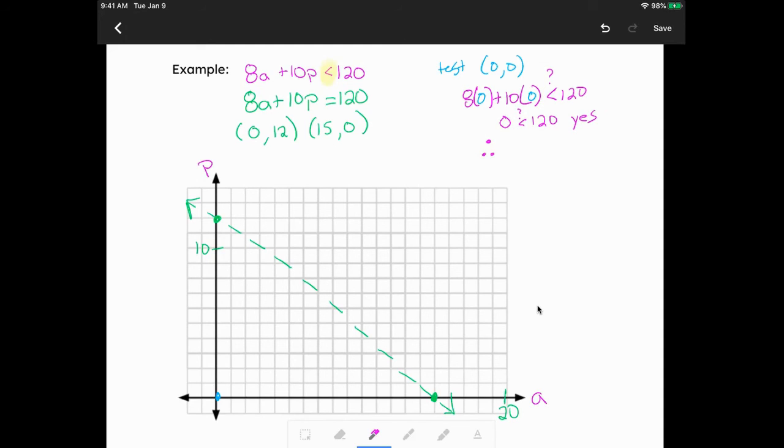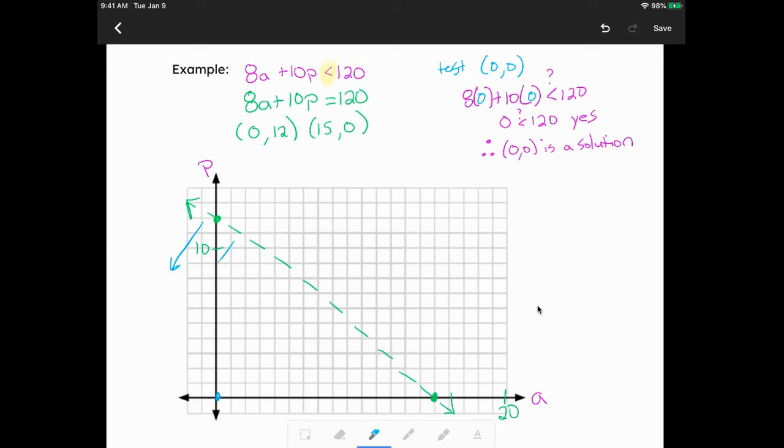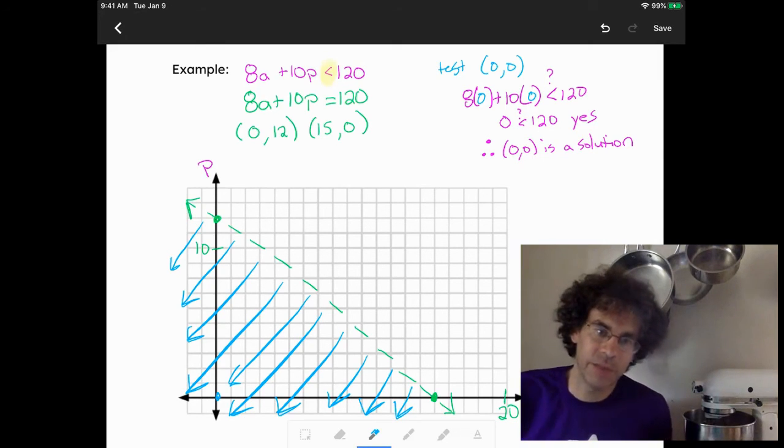Therefore, and these 3 dots are a shorthand way of saying therefore, 0, 0 is a solution. It makes our inequality true, so it is a solution. And because it is a solution, that point is shaded, as is everything on the side with that point. If we found that it wasn't a solution, we would need to shade the other side. But because it is a solution, that means that our graph is everything below that dashed line.